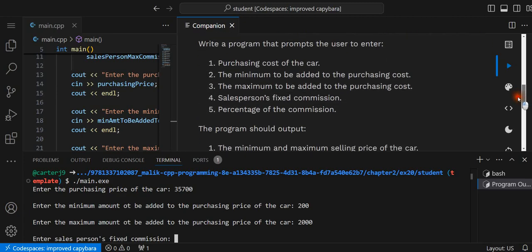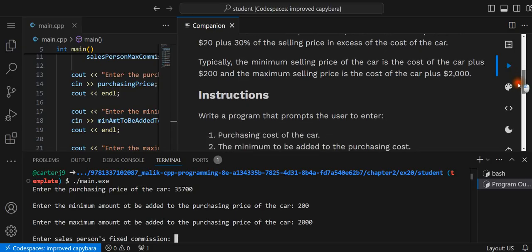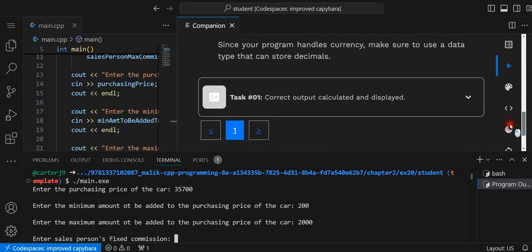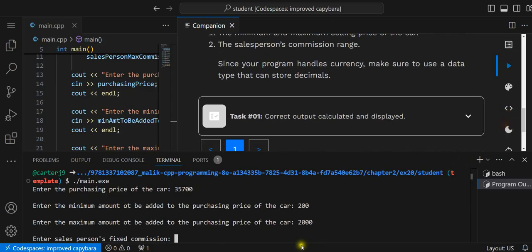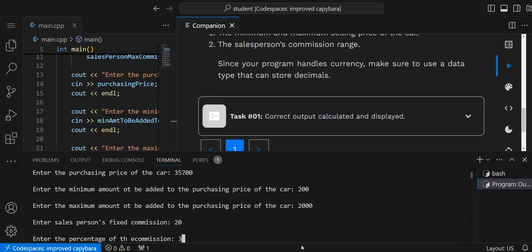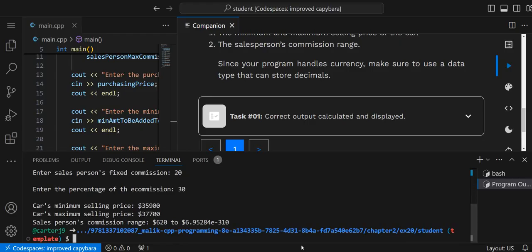$20 plus 30%. Okay, let's get $20 plus 30%. Okay, $20 and then 30. All right, so this guy's got 35,900, 37,700, and sales commission range 620 to that much.